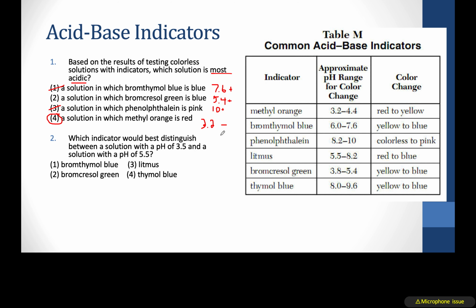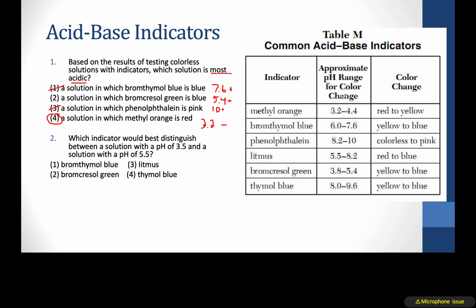All right, next one. Which indicator would best distinguish between a solution with a pH of 3.5 and a solution with a pH of 5.5? Okay, so the key to these types of questions is whatever the range is, you want these numbers to be outside the range on either side of it. Okay, so we're looking for an indicator where the range is between 3.5 and 5.5.